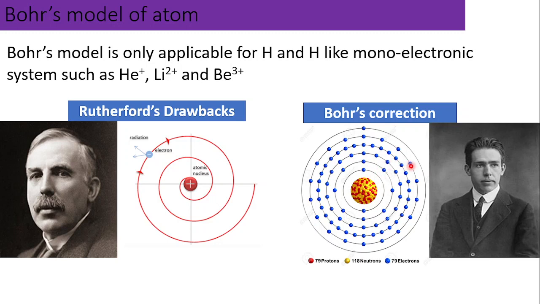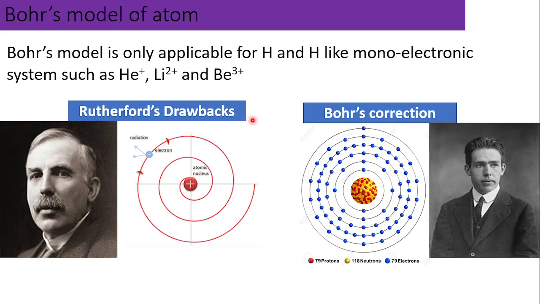But there was a problem associated with the Niels Bohr model. The problem is that this Bohr model is only applicable for hydrogen. Mainly Niels Bohr proposed this model for hydrogen, and it is also applicable for other monoelectronic systems. Monoelectronic system means there is only one electron. Hydrogen is such an atom which has only one electron, and species like helium positive, lithium 2+, beryllium 3+ also have a single electron and they also obey Bohr's model of atom.